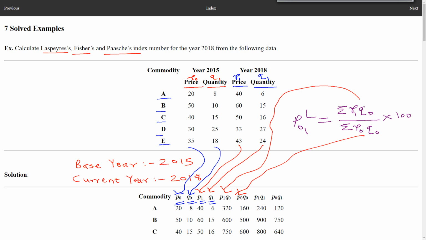Again, recall the formula for Paasche price index number. Paasche price index number is given by P01P is equal to summation P1 Q1 upon summation P0 Q1, into 100. So P1 Q1 is the column which we have added here, and P0 Q1 is the last column which we need. These are all the columns that we need.